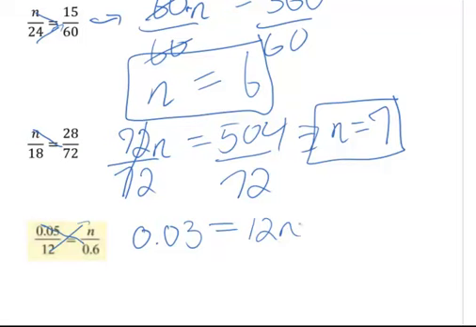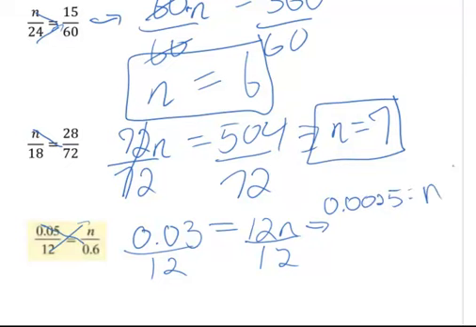Now I want you to notice that my n is on the right side, but that's the letter that I'm trying to get by itself. So since I multiplied by 12, I now want to do the opposite, which is to divide both sides by 12. Okay, so I'm going to take my calculator, 0.03 divided by 12. I'm now coming up with 0.0025 is equal to n.